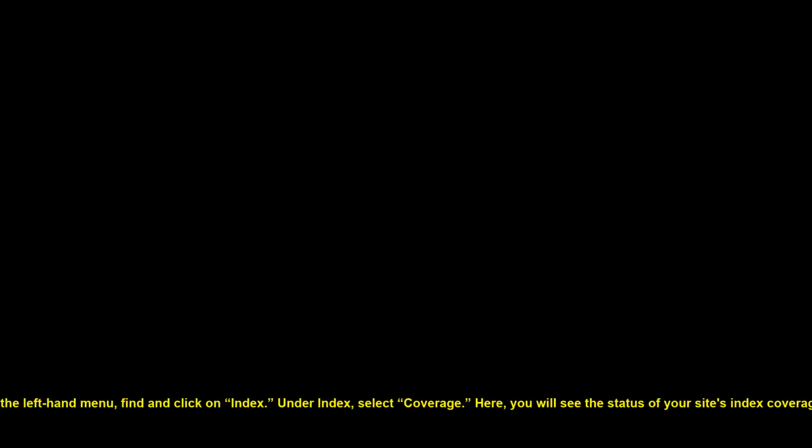In the left-hand menu, find and click on Index. Under Index, select Coverage. Here, you will see the coverage report. Review any errors or warnings listed in the coverage report. Click on each issue for detailed information on the problem. To fix these issues, follow the recommendations provided by Google.